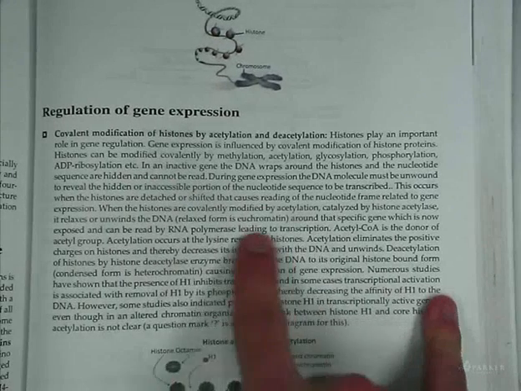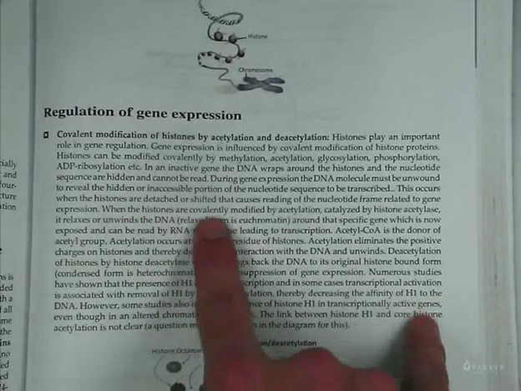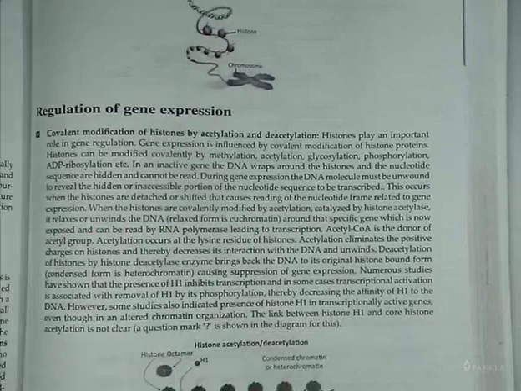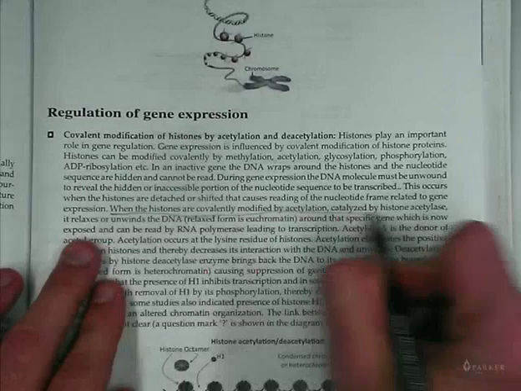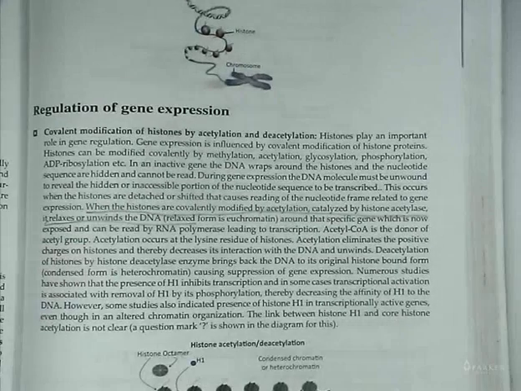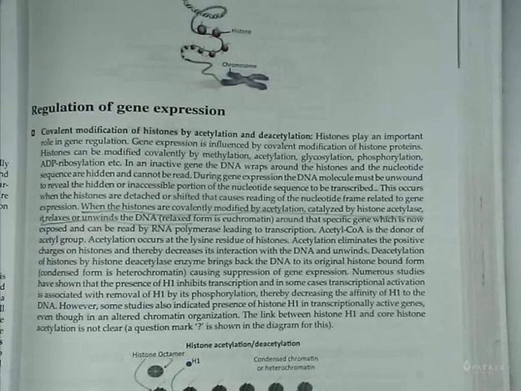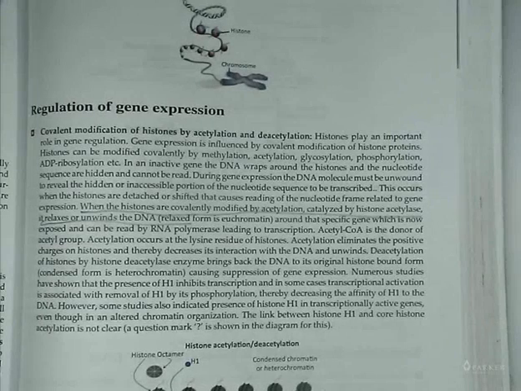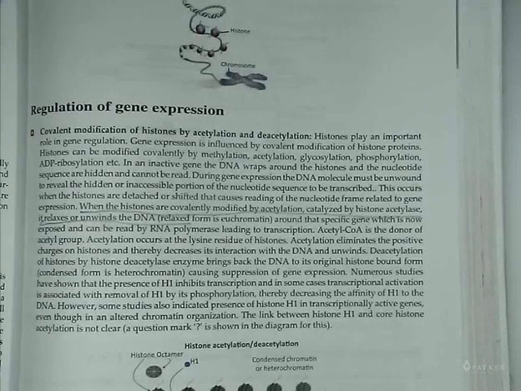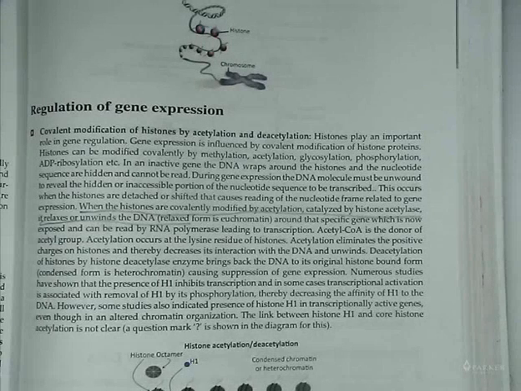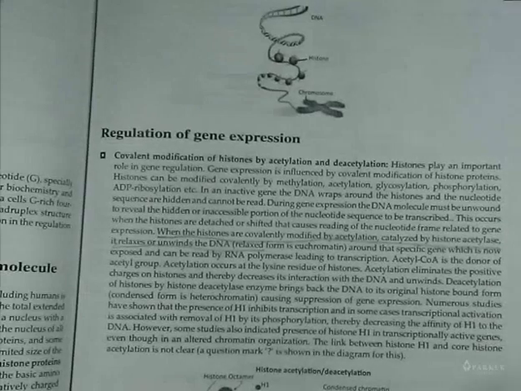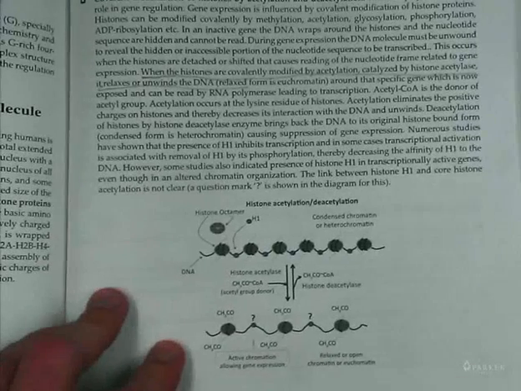When the histones are covalently modified by acetylation, it relaxes or unwinds the DNA. So if an acetyl group is put onto the histones, it unwinds the DNA and it can be ready for dividing. Then if we take that acetyl group off, the histones can bind to the DNA more tightly, and it goes back into storage. That's all that big paragraph is saying. And then there's a little picture at the bottom telling you all about it.